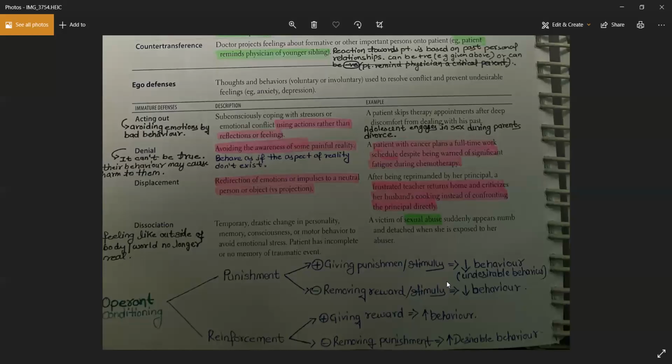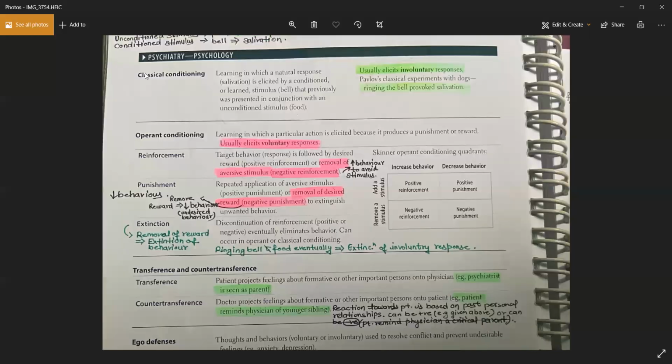So that was operant conditioning. Classical conditioning is for involuntary responses, and operant conditioning is for voluntary responses.